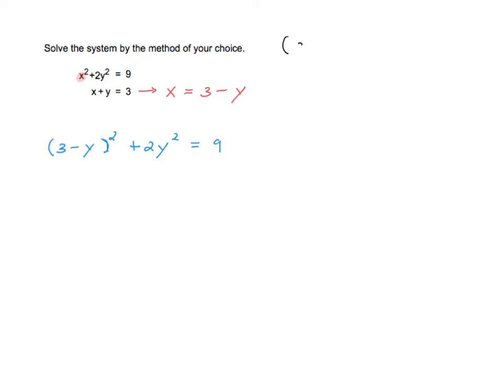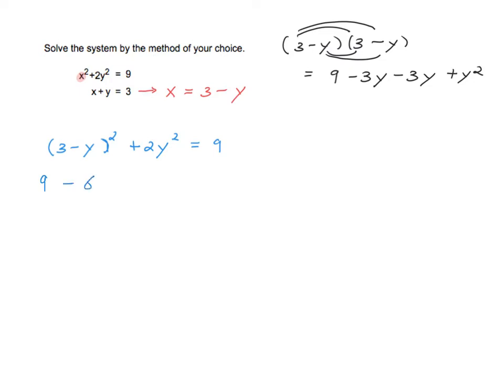So if you do (3 minus y) squared, well, that's 3 minus y times 3 minus y. So we'll have to FOIL. If we multiply in the 3, we get 9 minus 3y. If we then multiply in the negative y, we get another minus 3y, but a positive y squared. Combining the negative 3y's gives me negative 6y. So that's what this piece is going to be equal to: 9 minus 6y plus y squared. Well, then we also have this plus 2y squared that's already sitting here, and that's equal to 9.